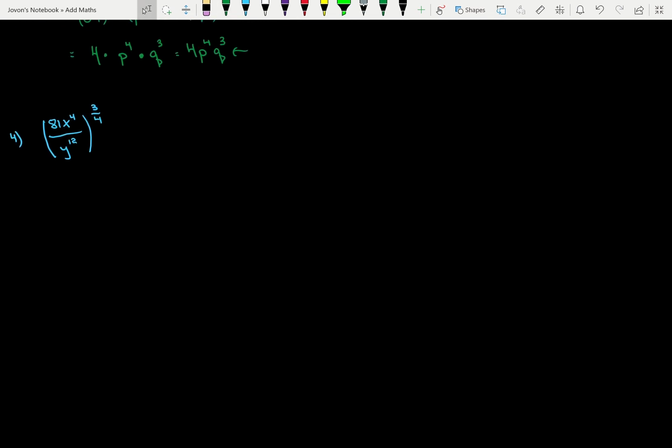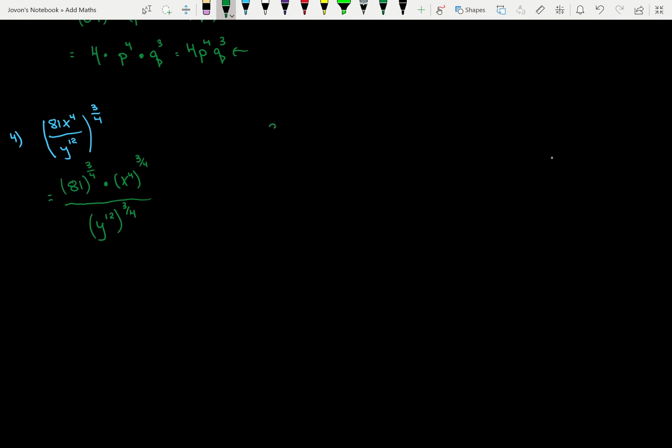Again, the best thing to do is to break up all the terms to the power of 3/4, because it'll be easiest that way when they have questions like these. So this here would be the same as 81 to the power of 3 over 4, multiplied by x to the 4 to the power of 3 over 4, divided by y to the power of 12 to the power of 3 over 4.